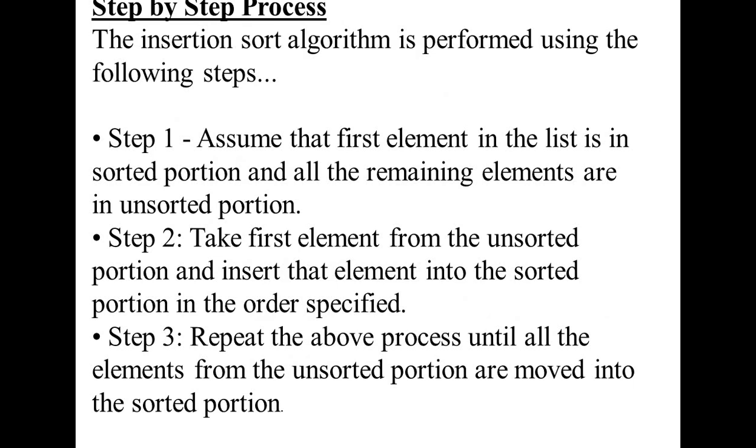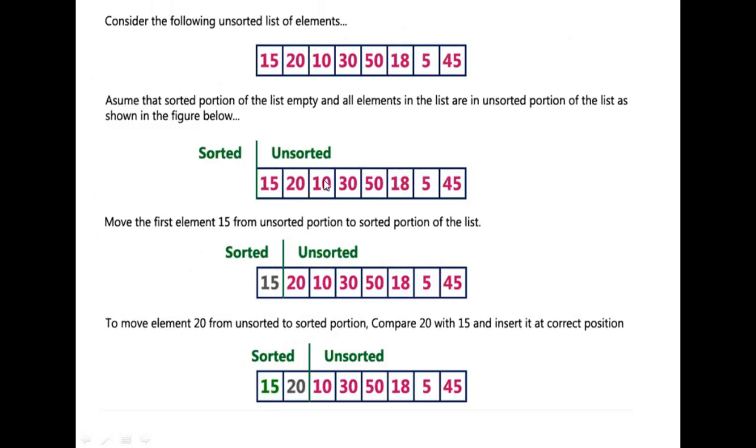Now step number 2, take the first element from the unsorted portion and insert that element in the sorted portion in the order specified. So what I said, we'll make two different lists, one is sorted and one is unsorted. So here initially all the elements will be in the unsorted list. Now we'll choose the first element and we'll keep it in the sorted list. So now here 15 is the first element, so move the first element 15 from unsorted portion to the sorted portion. So here 15 will be in the sorted portion and the remaining elements will be in the unsorted portion.